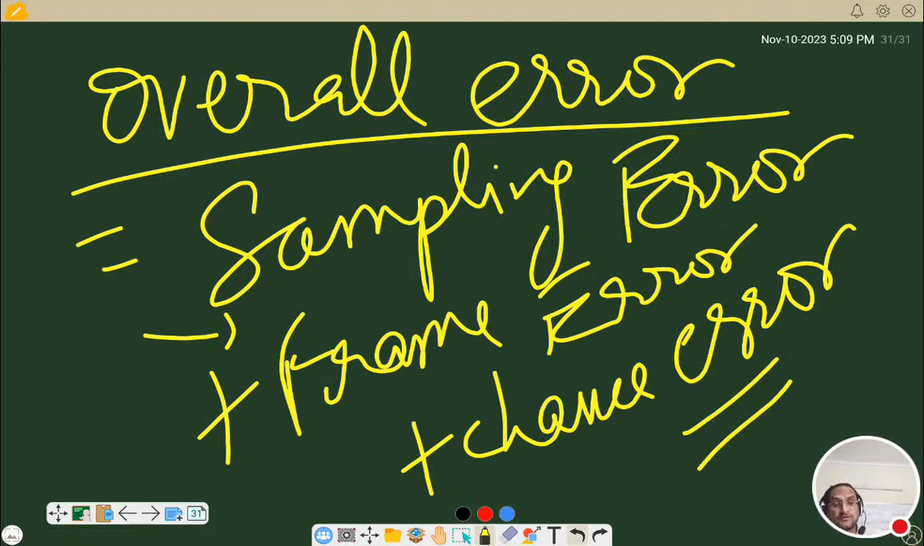Faulty definition of frame means what? Faulty definition of frame means that finally those people who become part of our survey have not been defined in the manner in which it should have been. Then there are certain other errors which are happening as a matter of chance. That's also part of error. Sampling error, frame error, chance error.